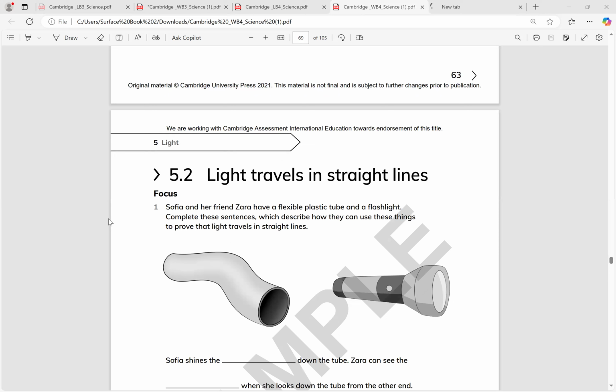Now, light travels in a straight line. Sophia and Zara have a flexible plastic tube and a flashlight, and they can use these things to prove that light travels in straight lines.